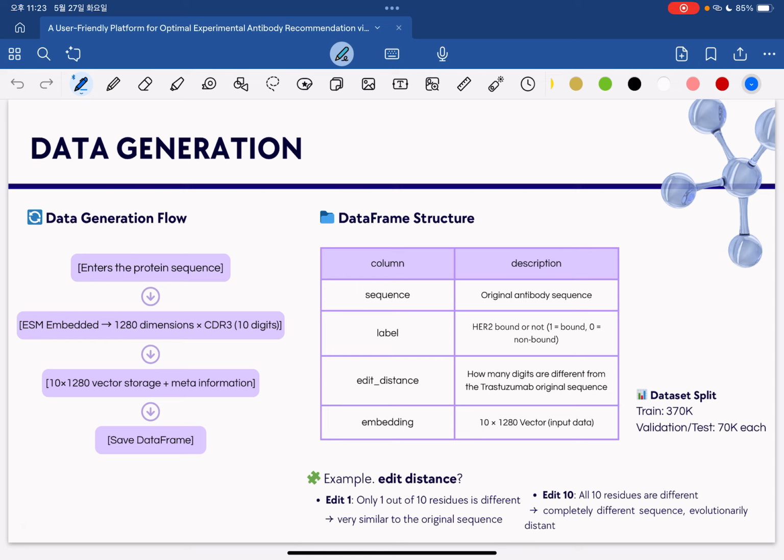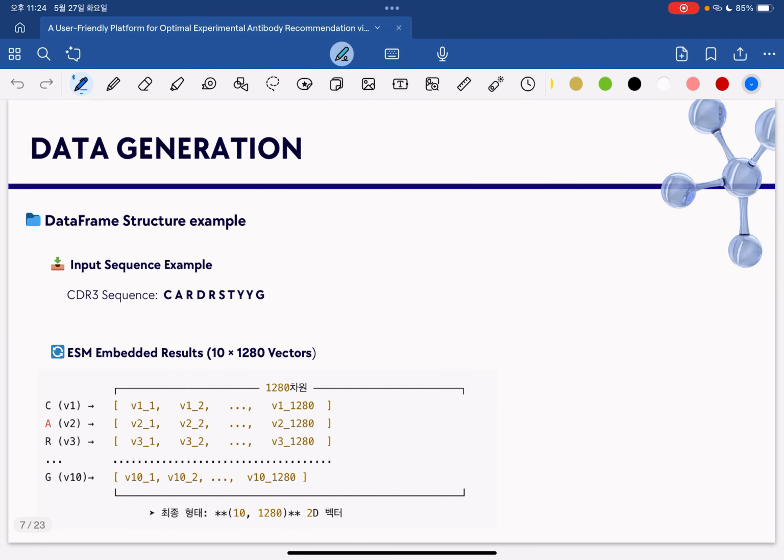Embeddings corresponding to the 10-residue CDR3 region were extracted to form a 10 by 1280 two-dimensional array. The label indicates binding status. The edit distance represents how many amino acids differ from the reference CDR3 sequence of Trastuzumab. Notably, sequences with higher edit distance are generally more difficult to predict and learn. This is an example of the dataset.